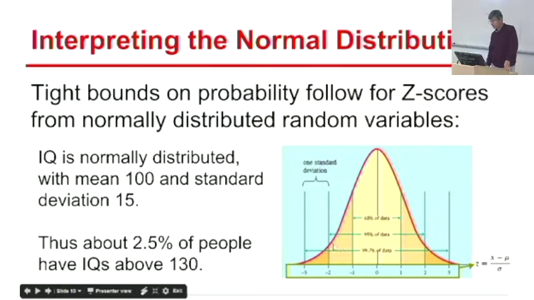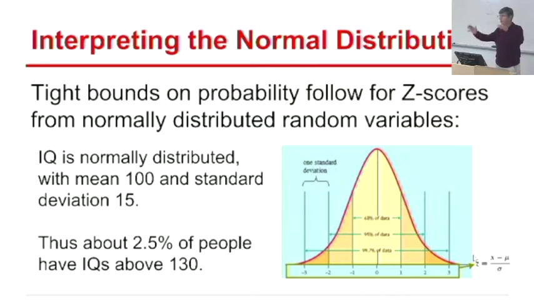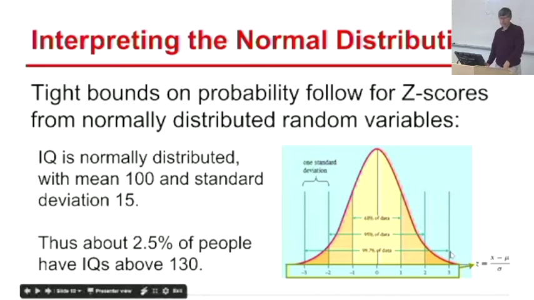95% of the data lies within 2 standard deviations of the mean. Okay? And 99.7% lies within 3 standard deviations. Normal distributions have the property that it is very, very hard to be very far from the mean in a normal distribution. Any question about that? And there's interesting implications of this.